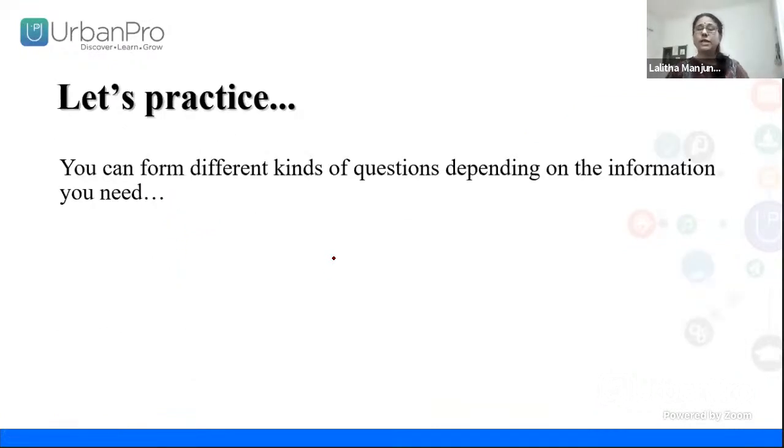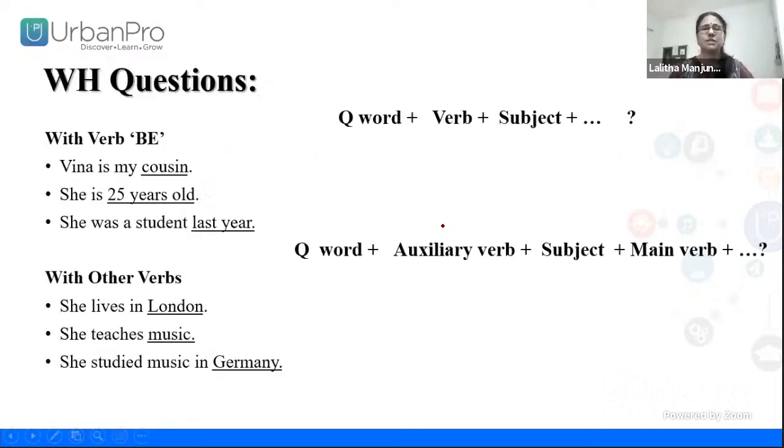As I already told you, you can form different kinds of questions depending upon what information you want. So it depends upon what information you need. Now let's practice. Let's look at how to make WH questions.